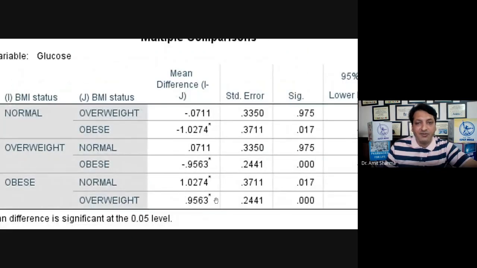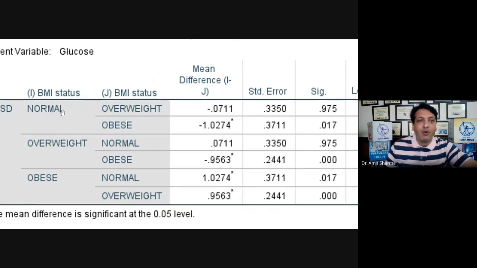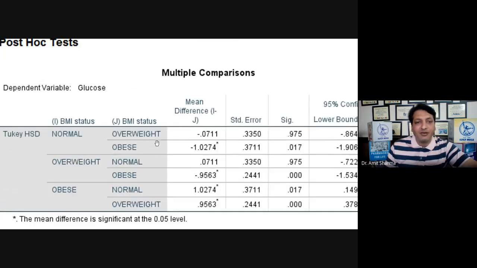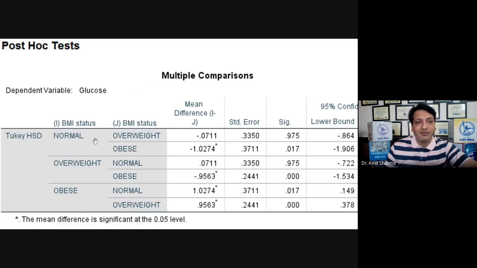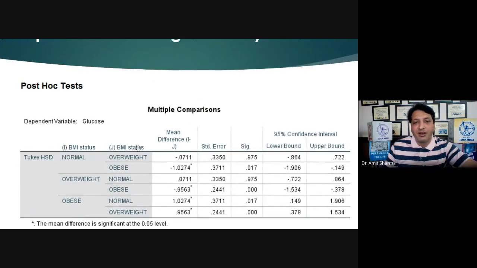This is the mean difference. This you can quote in the thesis, and you can write which group is having a higher blood glucose level as compared to the other two. And you can also write which is having the least blood glucose level as compared to the other two.